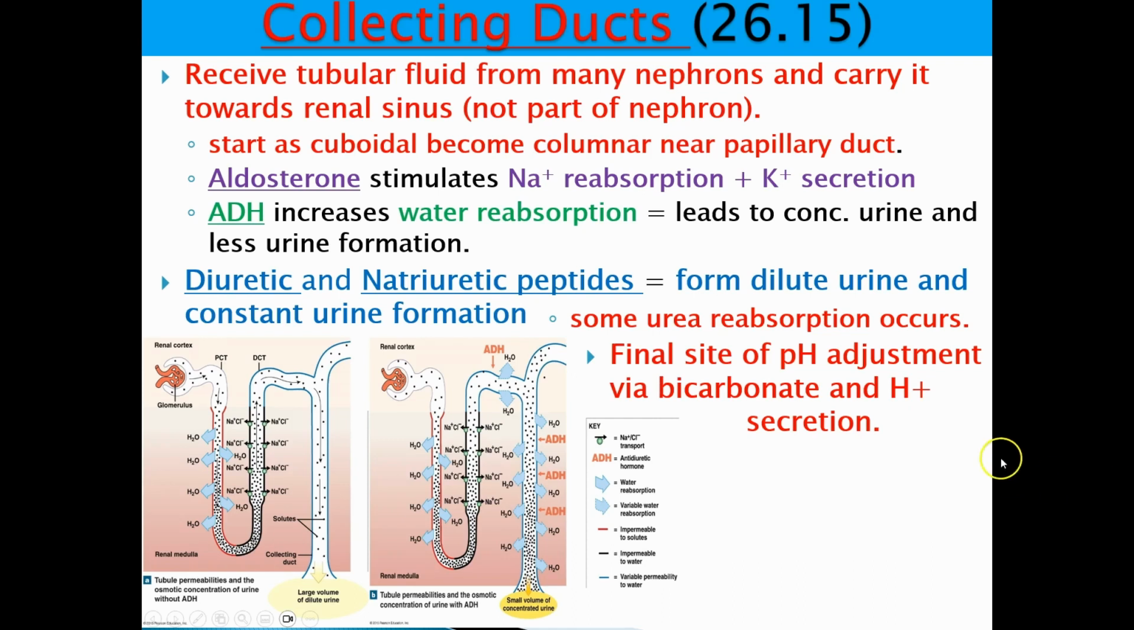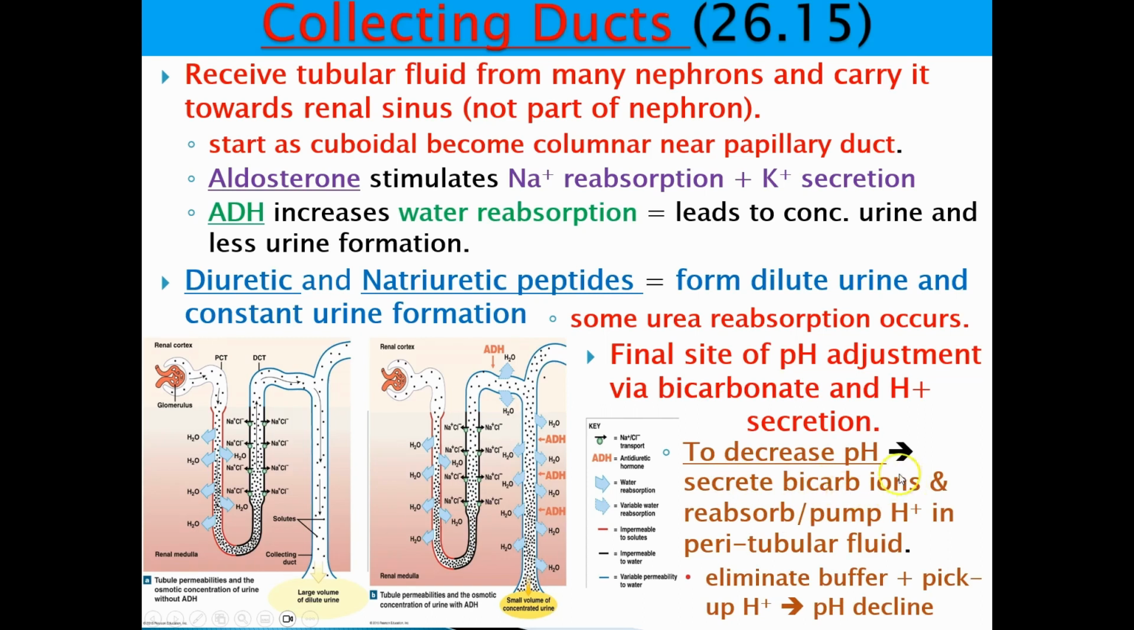But the way we would decrease our pH or cause a pH decline is we would secrete the bicarbonate ions, because this is the buffer, right? And then we would reabsorb or pump H+ back into the peritubular fluid, which would end up going into the peritubular capillaries or vasa recta, meaning it would enter into our bloodstream. And essentially what we're doing here is at the kidney, we're getting rid of the buffer and we're picking up H+. And by absorbing more H+, that makes it more acidic, which reduces the pH.